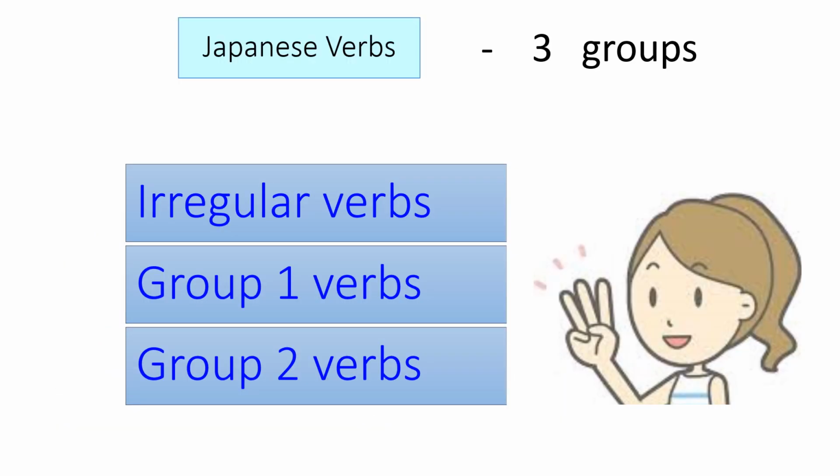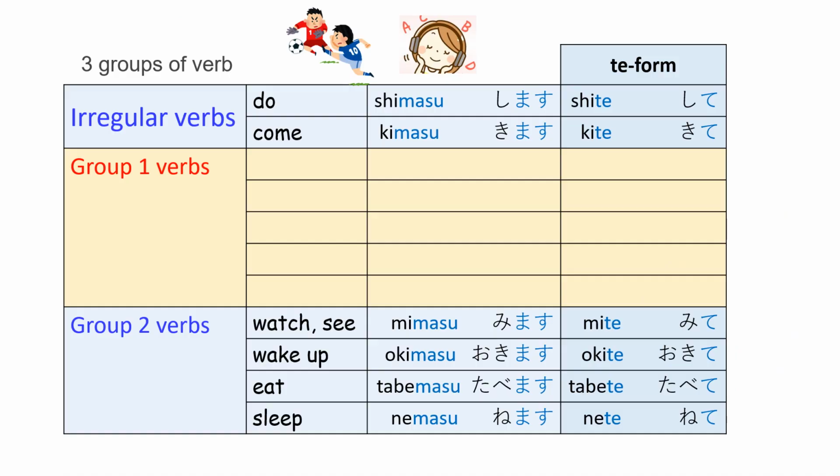Japanese verbs can be classified into three groups: irregular, group 1, and group 2. In some textbooks, different names are used for the groups, such as godan verbs, u verbs, or ru verbs, and so on. There are only two verbs in the irregular group: to do, shimasu, and to come, kimasu. And group 2 verbs are not so big in number. The te forms of the irregular verbs and group 2 verbs are very, very easy to make.